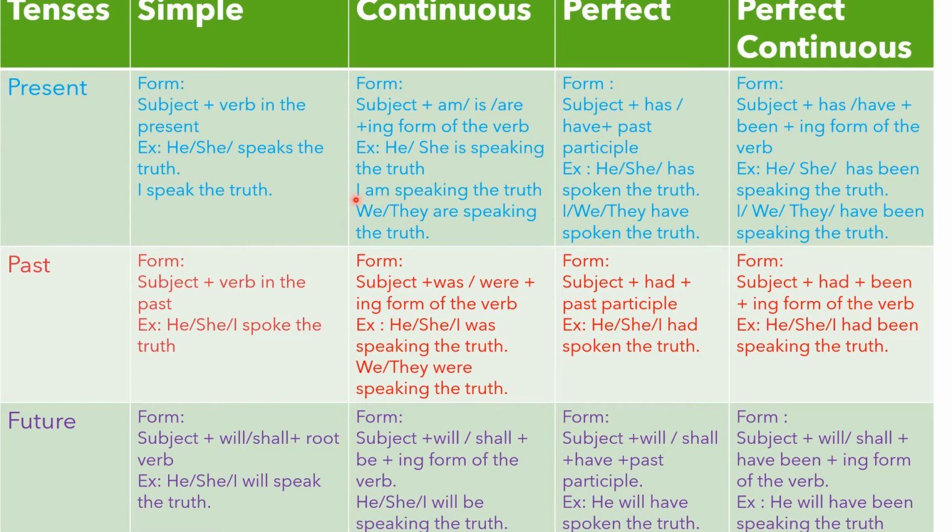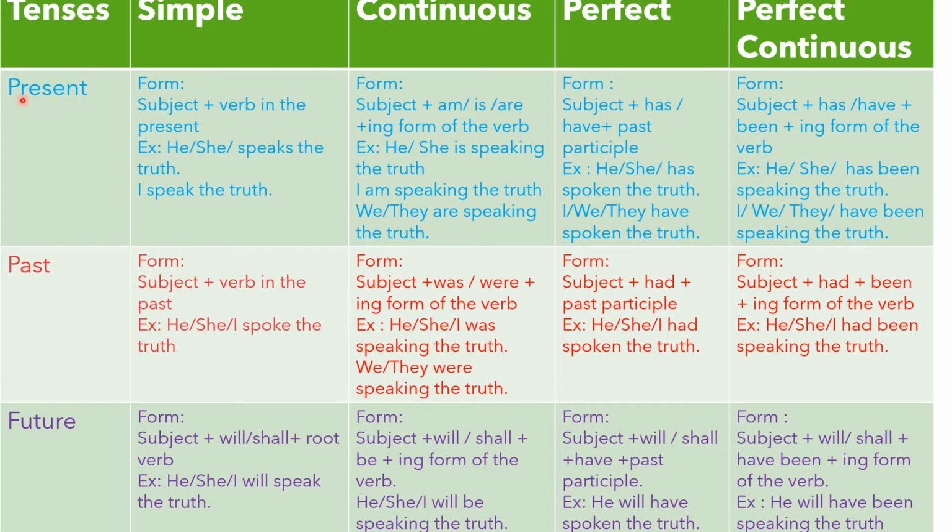If the subject is I, then you will say I am speaking the truth. You cannot say I is speaking. That is wrong. I am speaking the truth. If the subject is we or they, then you will say we are speaking the truth. They are speaking the truth.